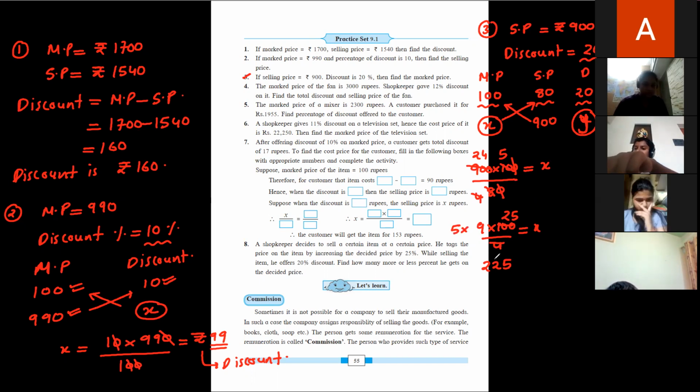This you have to multiply it by 5. So our x will be what? Our x will be 1125.